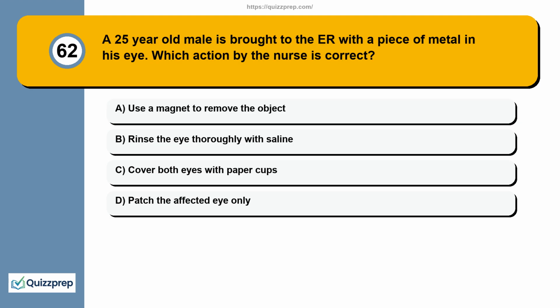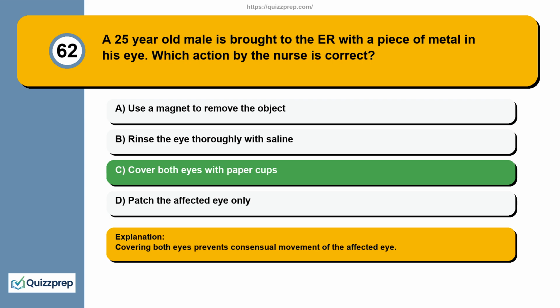Question 62. A 25-year-old male is brought to the ER with a piece of metal in his eye. Which action by the nurse is correct? Use a magnet to remove the object. Rinse the eye thoroughly with saline. Cover both eyes with paper cups. Patch the affected eye only. Covering both eyes prevents consensual movement of the affected eye.